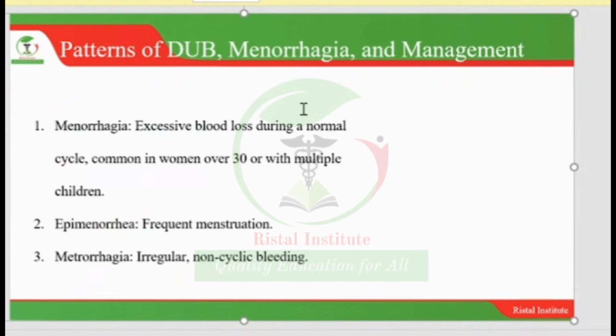So menorrhagia refers to excessive blood loss during a normal cycle, common in women over 30 or with multiple children. Then we have another pattern which is known as epimenorrhea, and the epimenorrhea refers to frequent menstruation. Then we have metrorrhagia, which refers to irregular non-cyclic bleeding.